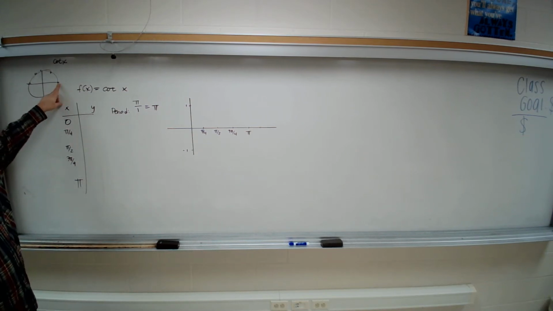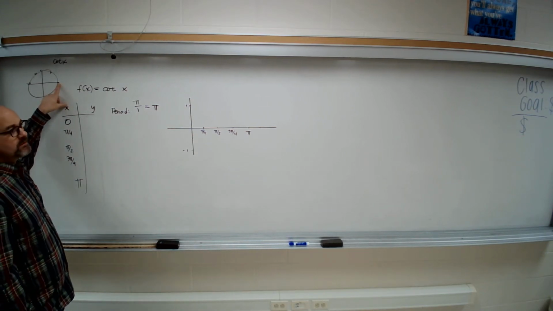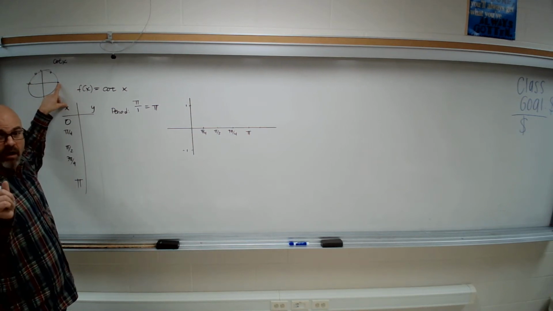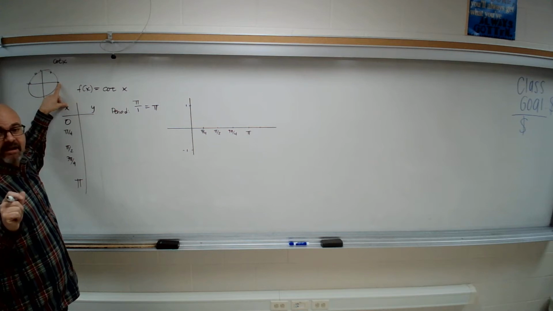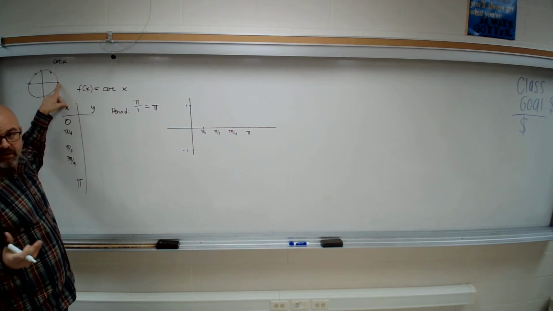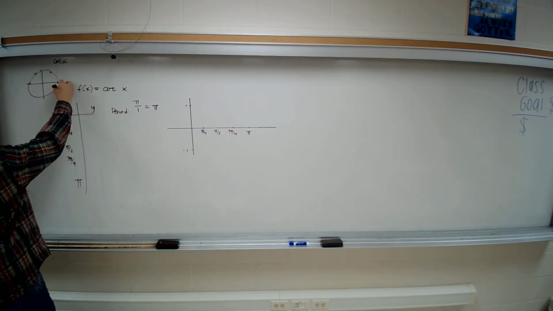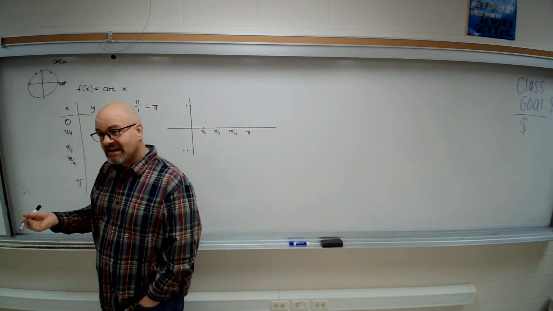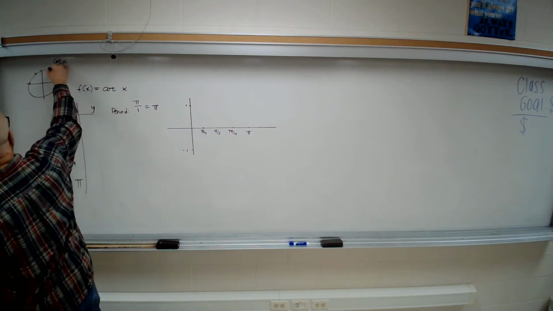So the cosine of 0, wait, so it's cosine over sine. Yeah, the cosine of 0 is 1, and then the sine of 0 is 0. So 1 divided by 0 is undefined. We know that at pi over 4, the cosine and the sine are the same, so it would be 1.